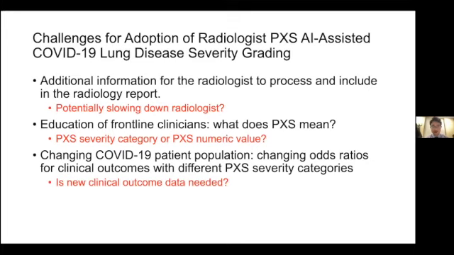But there are some questions about what that means, especially as clinical outcomes have changed over time as more patients are vaccinated, treatments have changed, and different kinds of COVID-19 variants have come up. And so what that information means is something that changes over time. And so new clinical outcome data is probably needed to keep those kinds of things updated. So there are clearly a number of significant challenges to trying to adopt this from a clinical perspective.